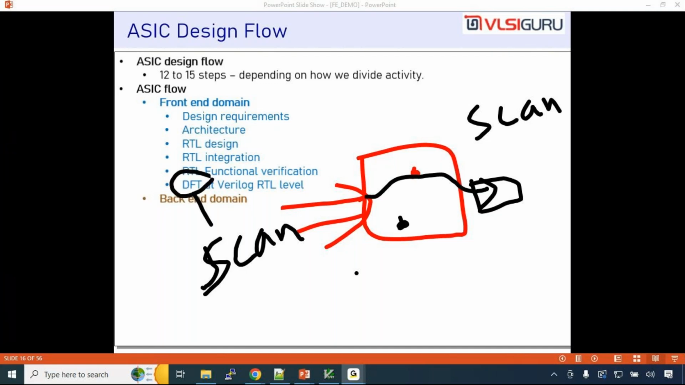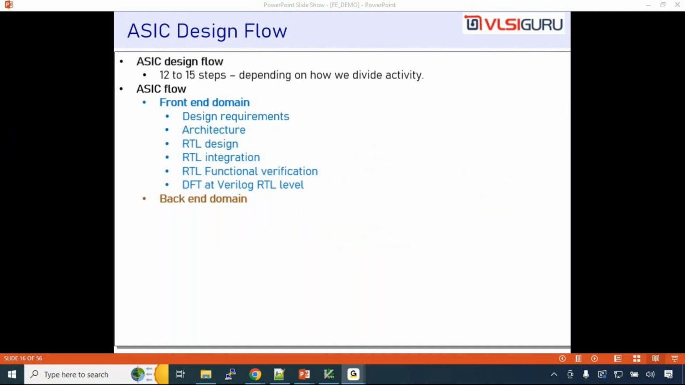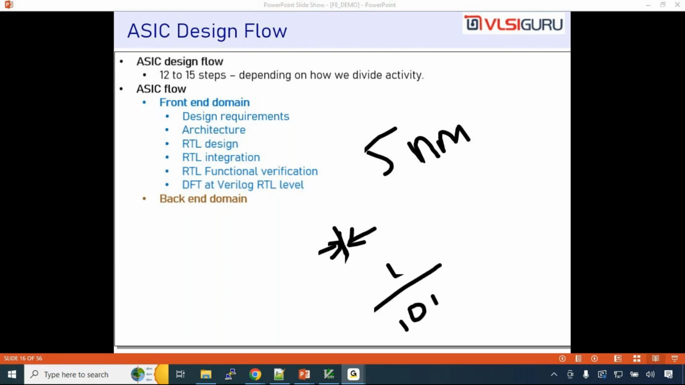While you are manufacturing, what is the technology you are using? 5 nanometer. You know what is 5 nanometer, right? It's very, very, very small. Whatever line you see here is 1 millimeter. Divide that line into 10 lakh times, cut that line into 10 lakh times vertically like this. What you get is 1 nanometer.